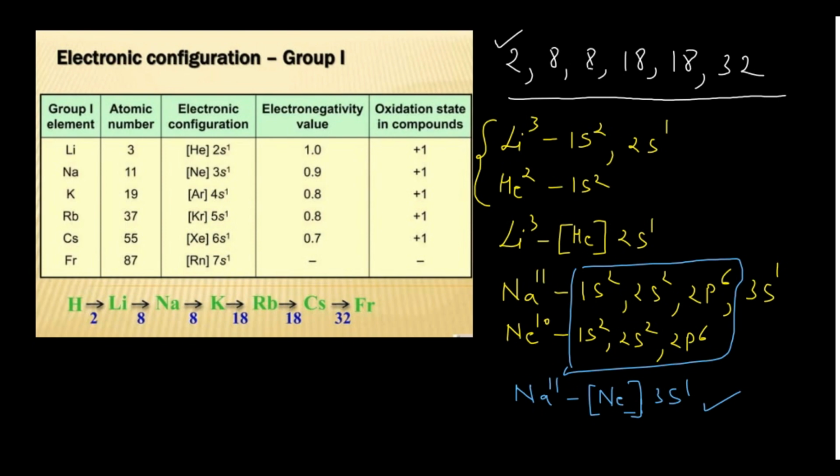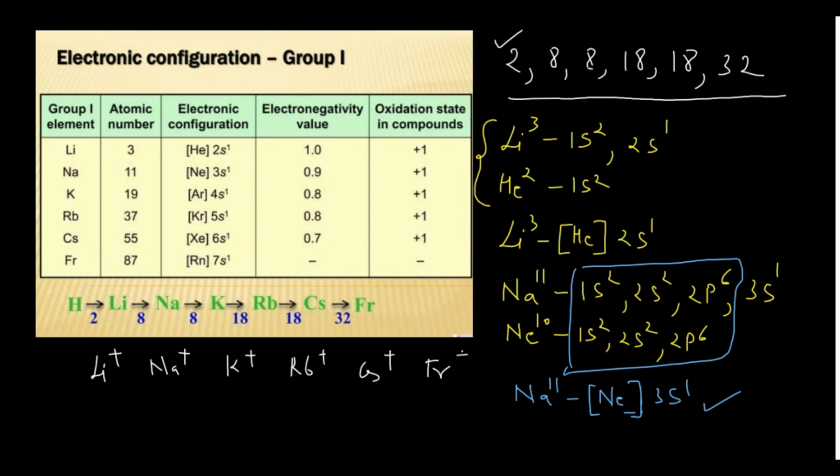So now next is the electronic configuration, which is very, very important, and you should know how to write it. If you make the positive ions for these, Li positive, Na positive, K positive, that means the lithium ion, the sodium ion, the potassium ion, then the rubidium ion, the cesium ion, and then the francium ion.